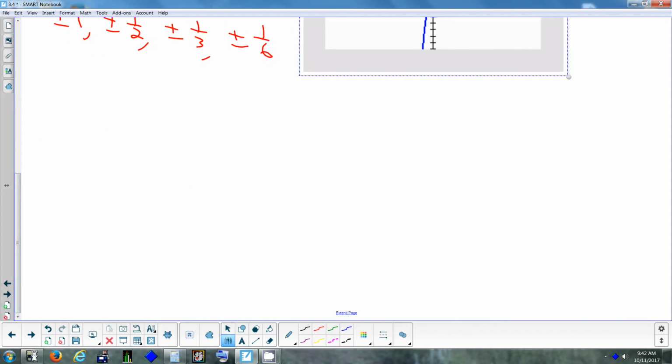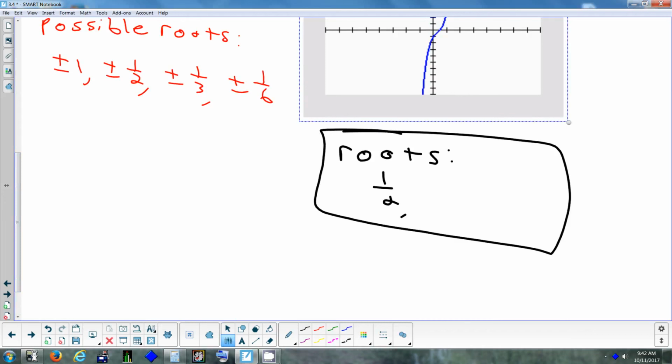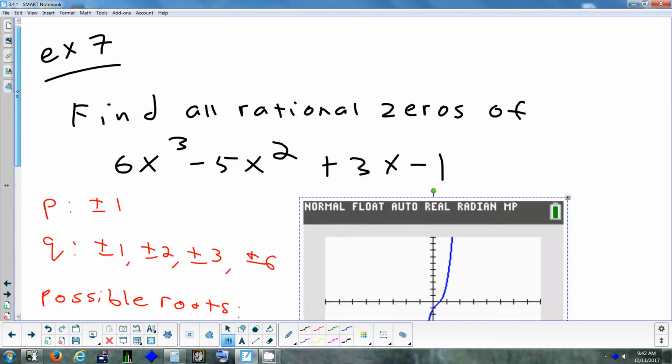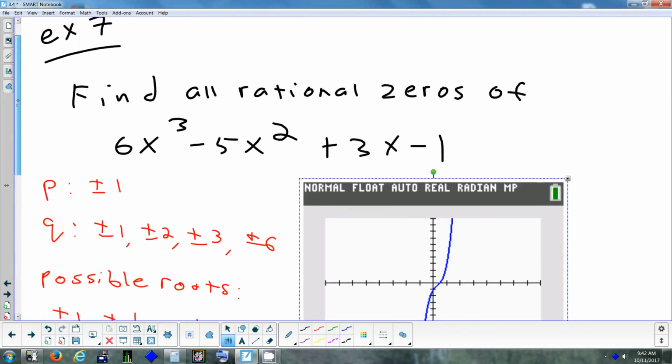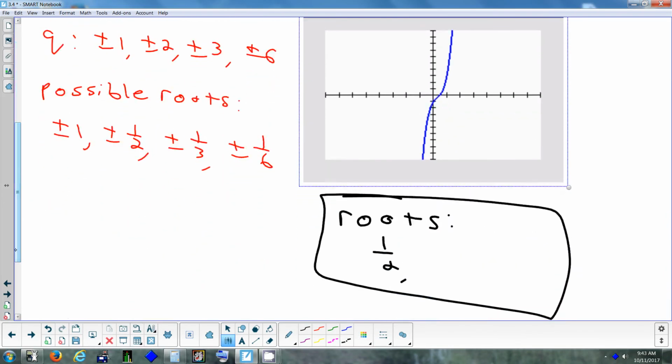So, let's divide through. I'm going to make a chart over here for the answers. 1/2. And actually, there's nothing else we need to do because if you look at the graph, it never crosses again. So it's a cubic. There has to be 3 answers. But what does that mean about the other 2? They're imaginary. So unless you wanted the imaginary ones, that's all you need to do.